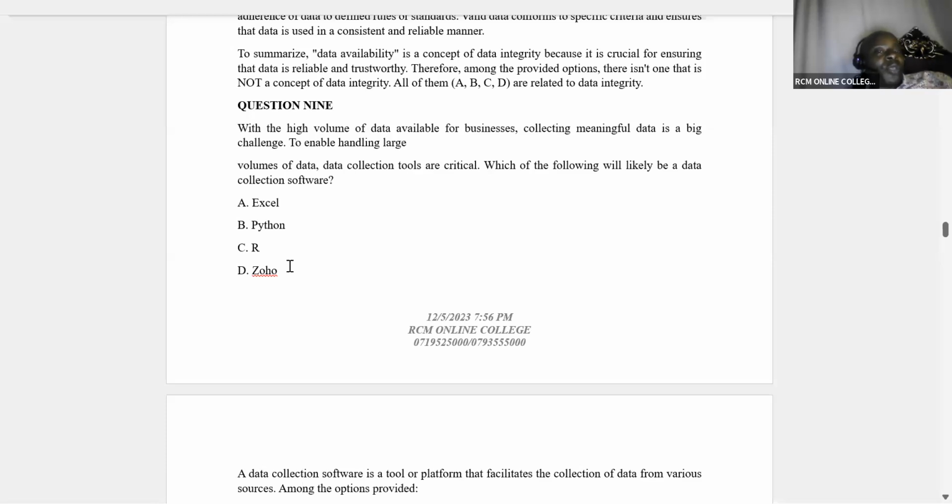Then we have Zoho, just like Arrow, all right? These accountancy softwares, ladies and gentlemen, are so nice. Why? Because we normally use what we call an integrator. Once I bring Zoho and connect it to your company's ERP, I will be able to collect meaningful data that will be used, for instance, for financial reporting.